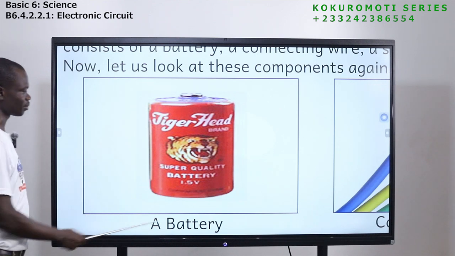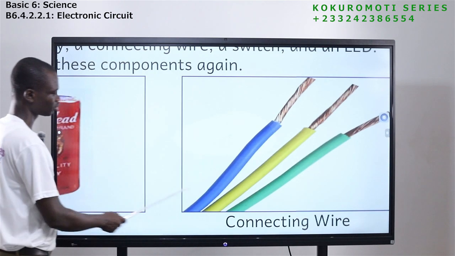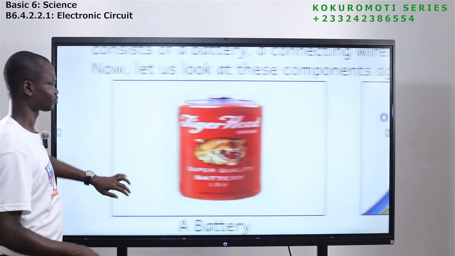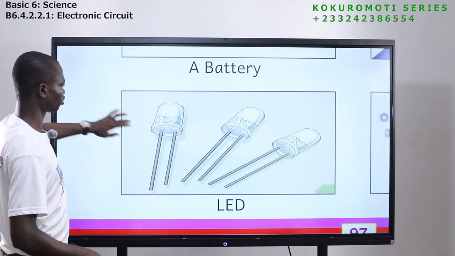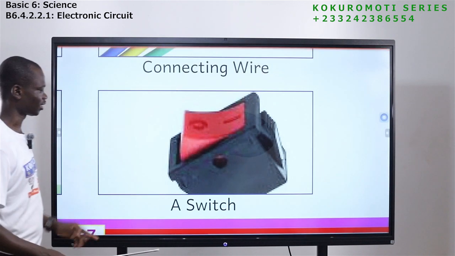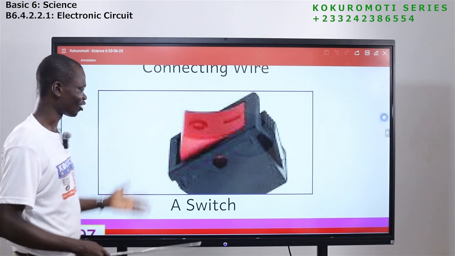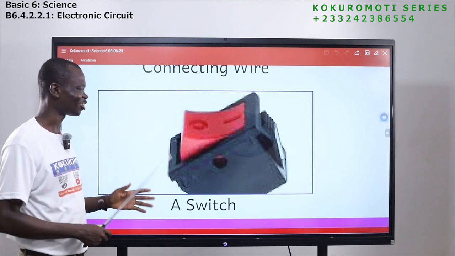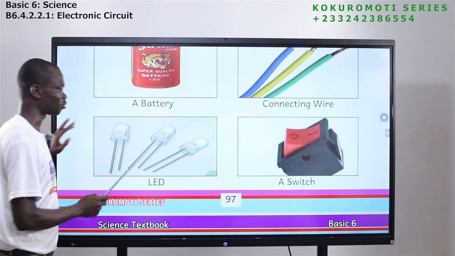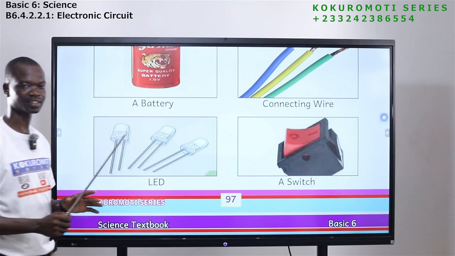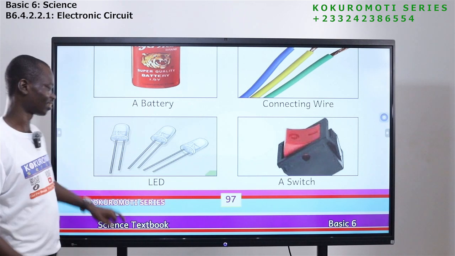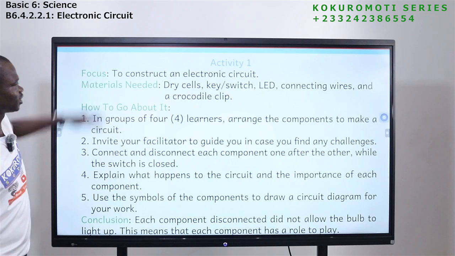We have a battery. We have connecting wire. This is the LED. And then we have the key or the switch. So these are the 4 components that you should know. We arrange these components, and then the LED will produce light. So let's look at the activity here.